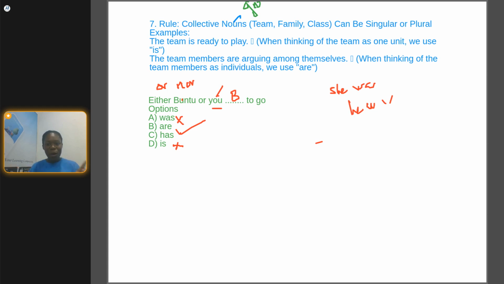So for those of you that chose something else, I hope you can see why this is the most appropriate. If you were to apply some other rules, you won't be wrong. But for these grammatical rules, the most appropriate is option B. So either Ubuntu or you are to go.